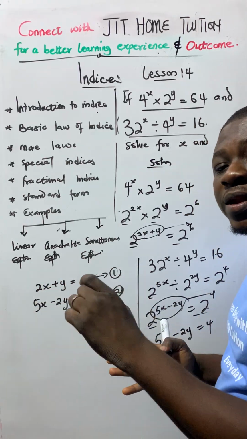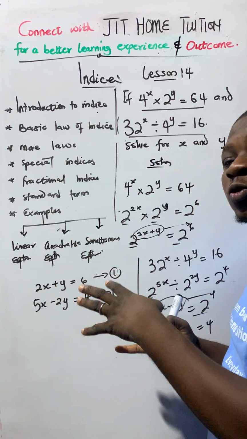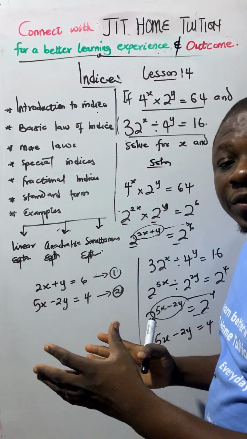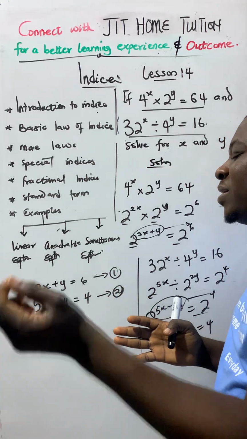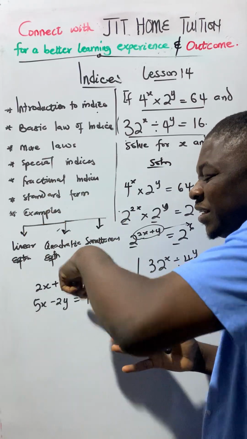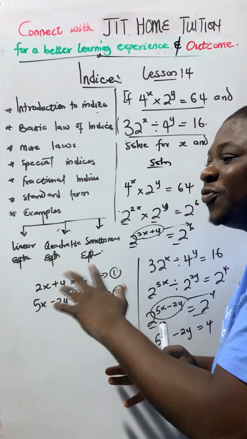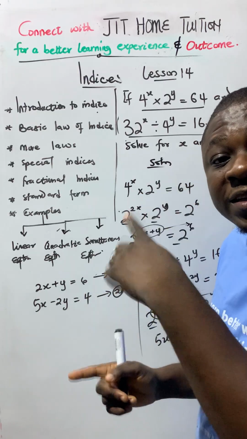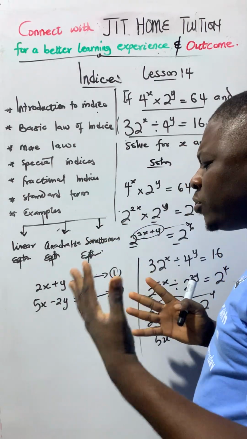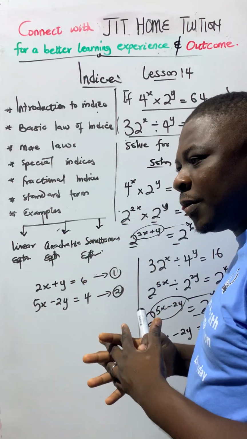Then the one that will be left, you focus on finding the value of that variable left. Having found the value of the variable left, you will now come and substitute or put it into one of the equations to find the value of the variable you eliminated initially. Okay, now how is the whole elimination process done?